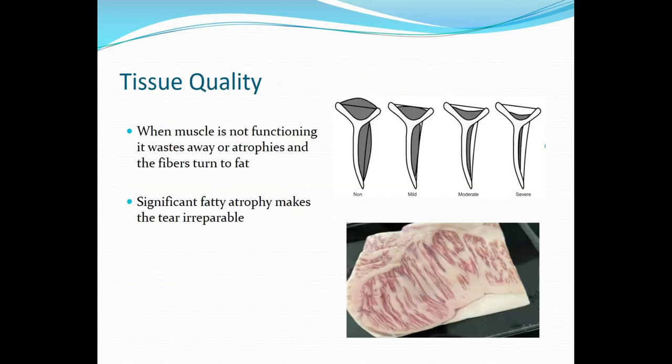When a muscle is torn or not functioning, it shrinks from disuse. This is called atrophy. Think of what muscles look like after being in a cast for several weeks. Disuse causes muscle fibers to be replaced by fatty tissue. Rotator cuff tears with significant fatty atrophy cannot be surgically repaired.